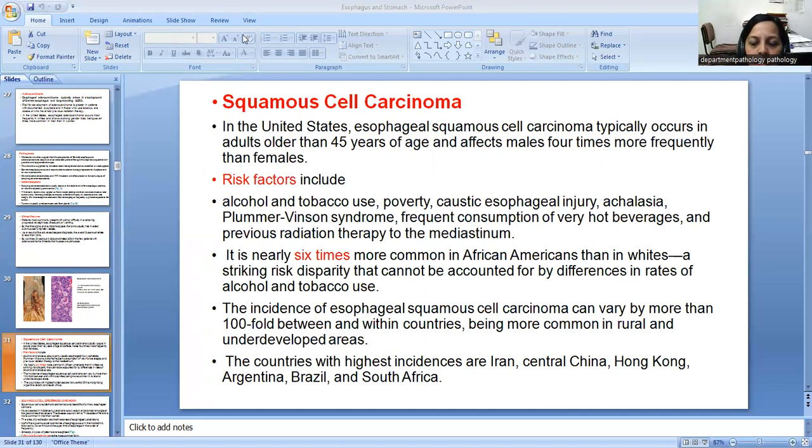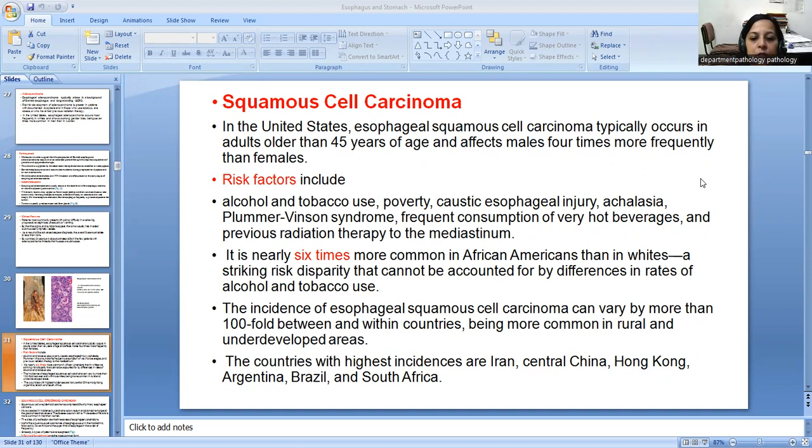In the United States, esophageal squamous cell carcinoma typically occurs in adults older than 45 years of age and affects males 4 times more frequently than females. Risk factors for squamous cell carcinoma include alcohol and tobacco use, poverty, caustic esophageal injury, Plummer-Vinson syndrome, frequent consumption of very hot beverages, and previous radiation to the mediastinum.